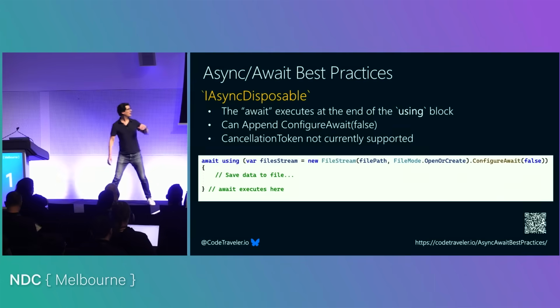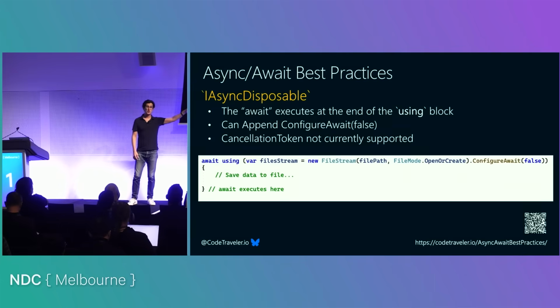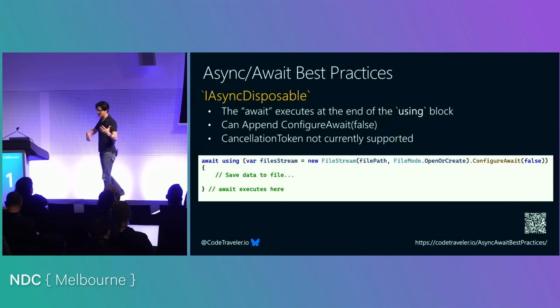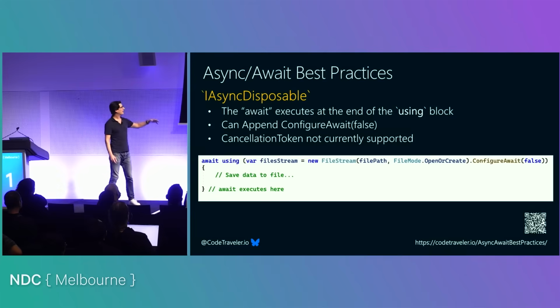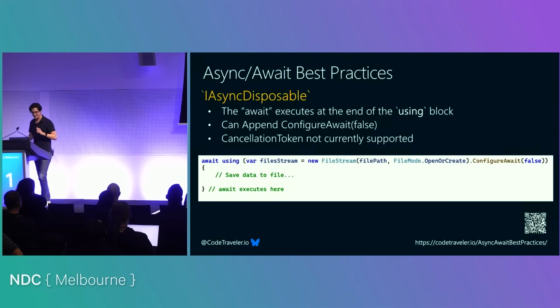So for I/O heavy things like file stream, this is great because maybe you just read in a 30 megabyte file and you've got to dispose of it. Well, if you just did that with IDisposable, then you might block your UI thread. But with IAsyncDisposable, it'll do that using async await, which is great. But look at the syntax.